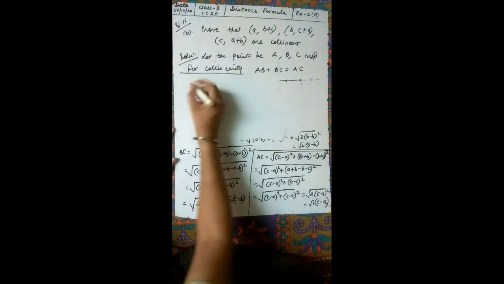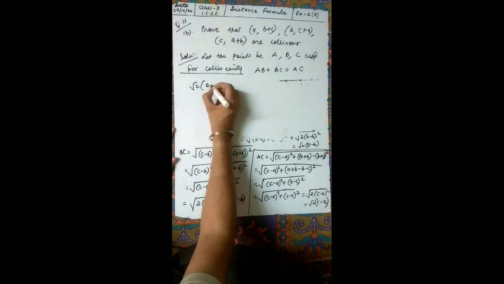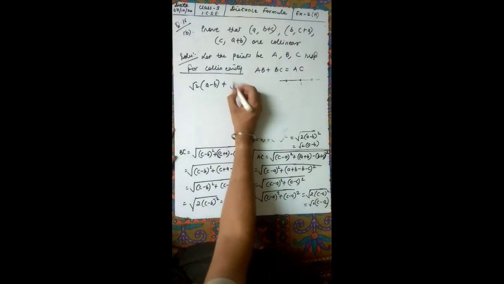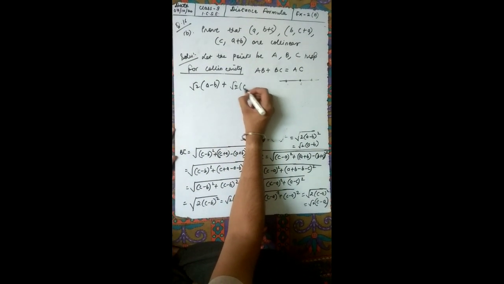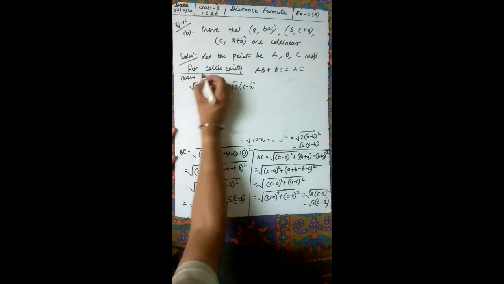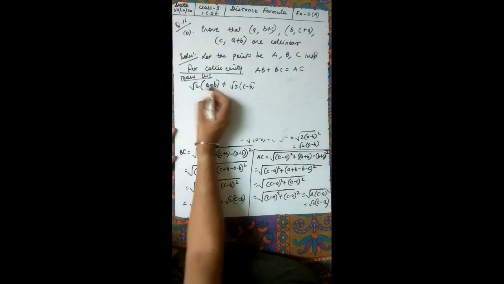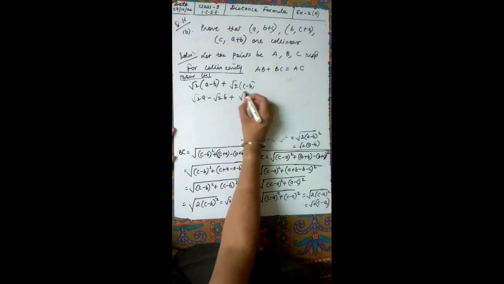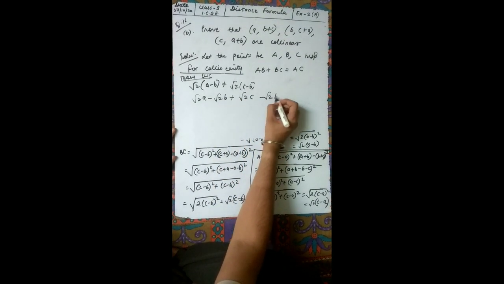So let us substitute. AB is what? Root 2 A minus B. BC is what? Root 2 C minus B. And AC, don't write AC now. Taking LHS, multiply root 2 inside: root 2 A minus root 2 B plus root 2 C minus root 2 B.